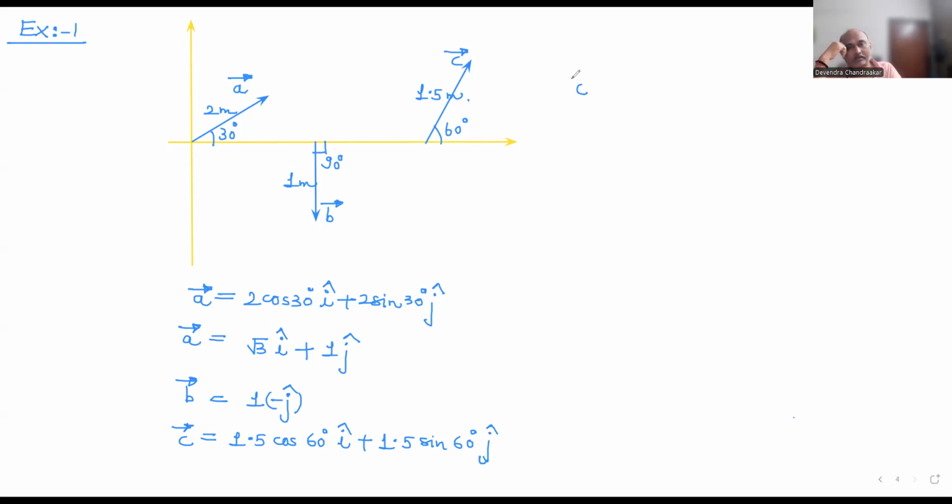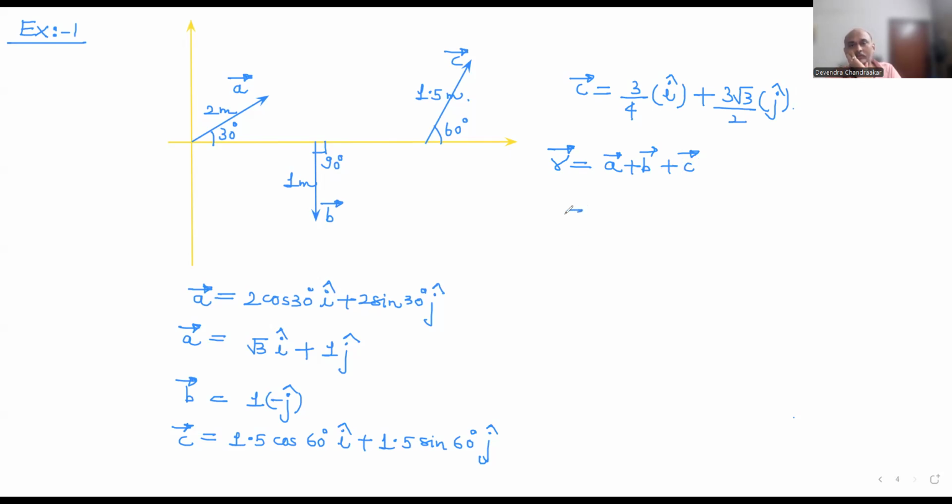Okay. So vector C is cos 60 is 1 by 2, and 1.5 is 3 by 2. So this is 3 by 4 i cap plus 3 root 3 by 4 j cap. This is vector C. So now to find the resultant, what is resultant? Resultant is addition of all these vectors. A plus B plus C.